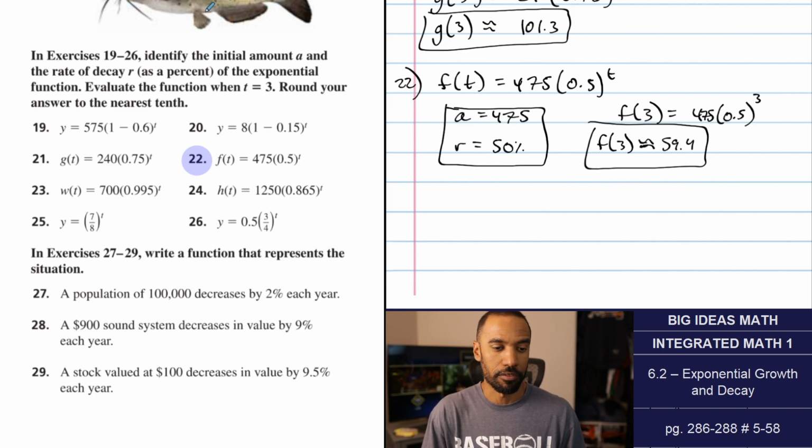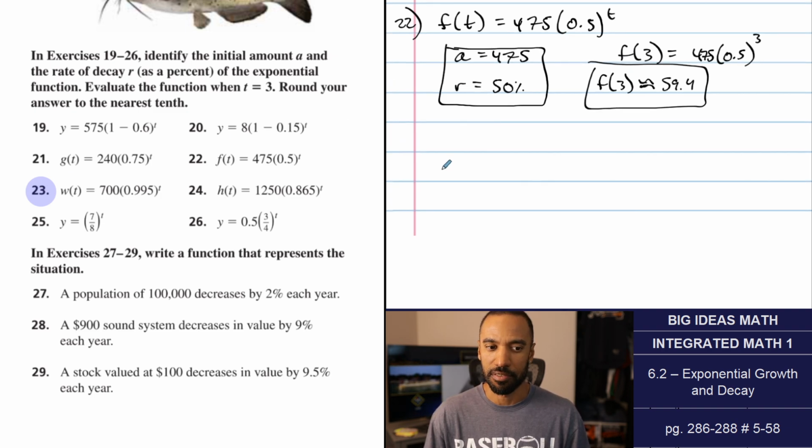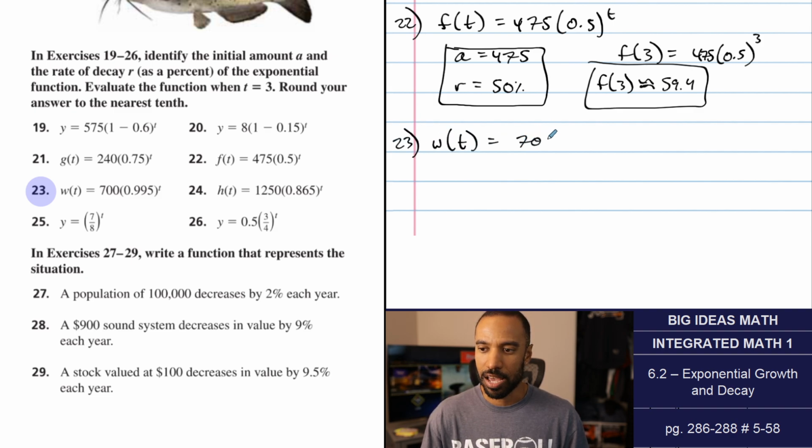Easier one to think about, of course. The other one's probably not so much. Like this one, I'm probably not going to do this in my head, and the number's probably not going to be too far away from 700 either. So, number 23, we have W of t equals 700 times 0.995 to the t power.